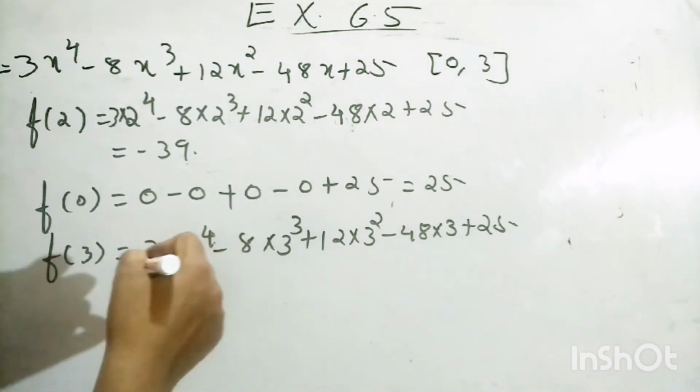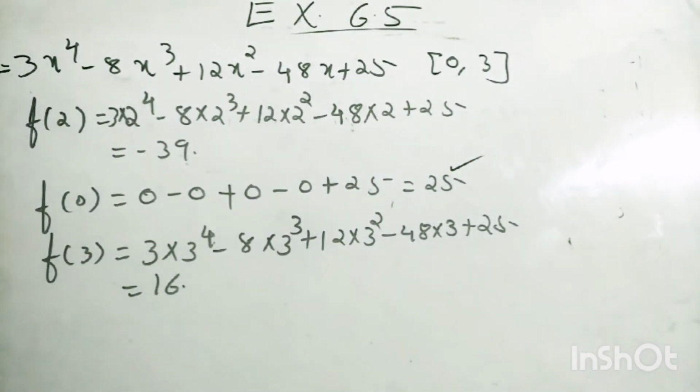So what is our maximum value? The absolute maximum is 25 at x is equal to 0, and the absolute minimum is minus 39 at x is equal to 2.